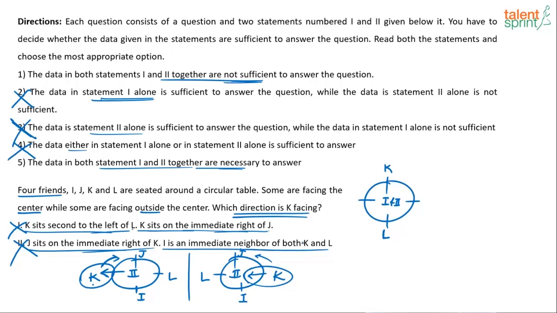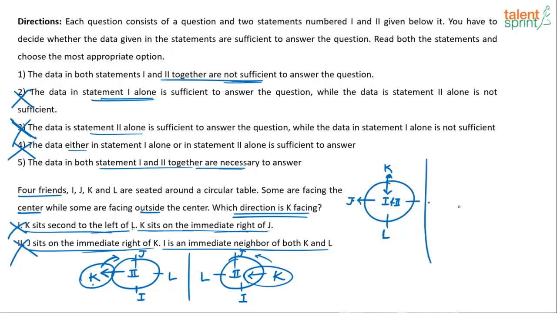Even if you combine, what happens? I is an immediate neighbor of both K and L. I can come here or here. J sits on the immediate right of K. J can come here or here. K sits on the immediate right of J. Are you able to follow? The important point is J's position. You can take J here. K sits on the immediate right of J. Right of J is clockwise, which means J is facing outwards. J sits on the immediate right of K, meaning K is facing inwards, because right of K has come out to be this one.